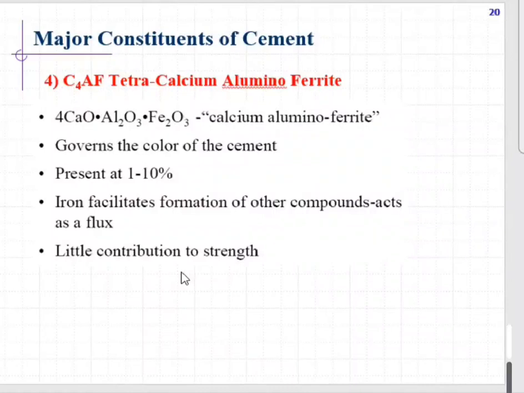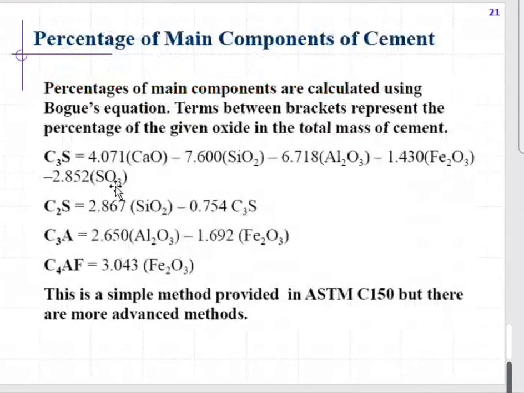So other compounds give very little contribution towards the strength. But these compounds can be used to control or govern the color of the cement. So these four constituents are there. Then if we have oxides, let's say we go for the cement composition, we can have calcium oxide, silicon oxide, aluminium oxide, iron oxide.